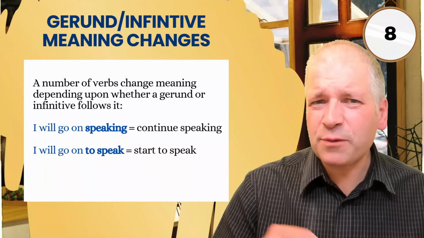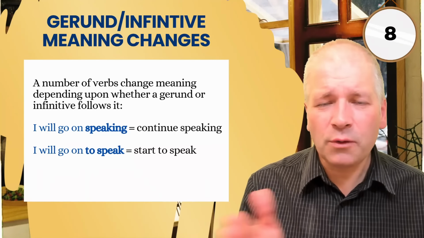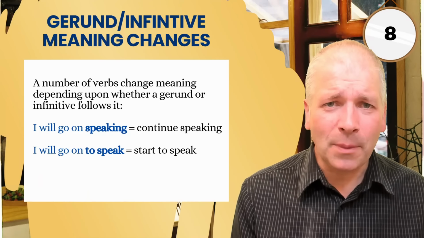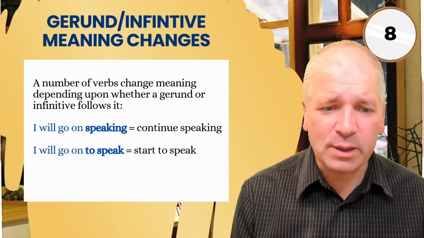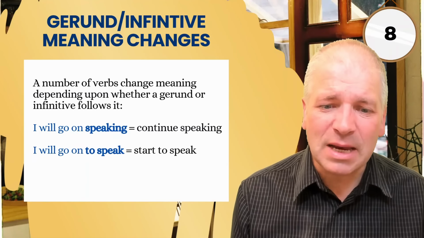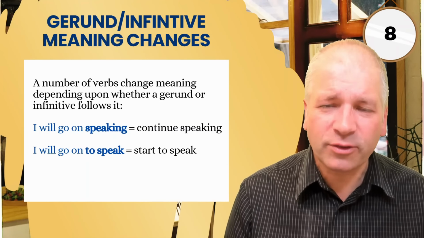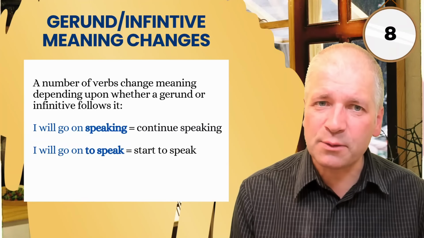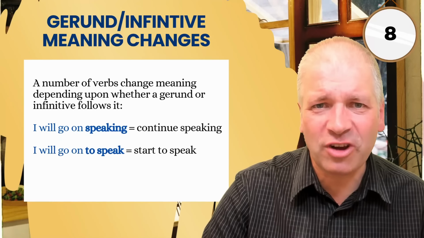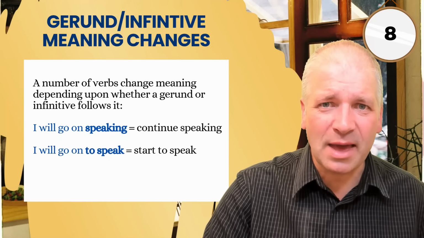Often a verb is followed by a gerund or an infinitive. You can't follow it with both, but there are some verbs where you can, but the meaning changes. For example, I will go on speaking means continue speaking, but I will go on to speak means start to speak. So go on is the phrasal verb and it changes meaning depending upon whether it's followed by the gerund or to plus infinitive. And there are several verbs that do the same.